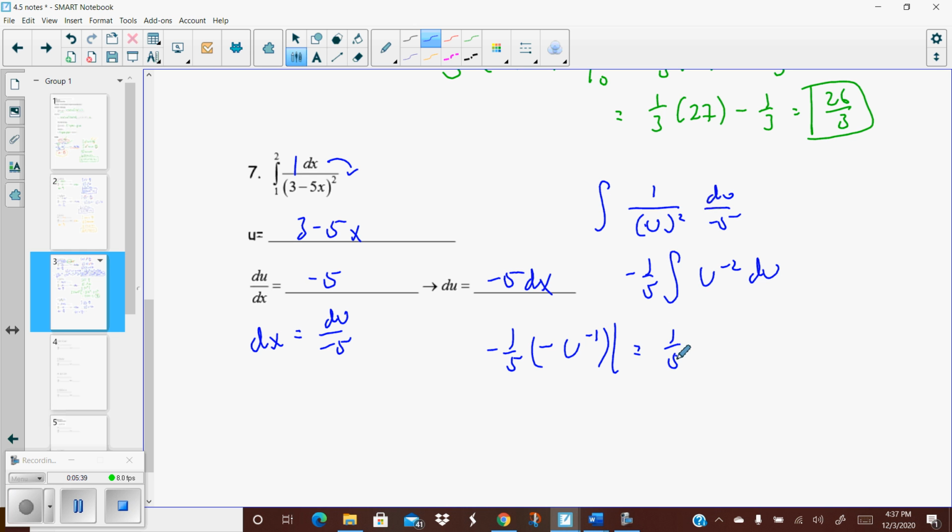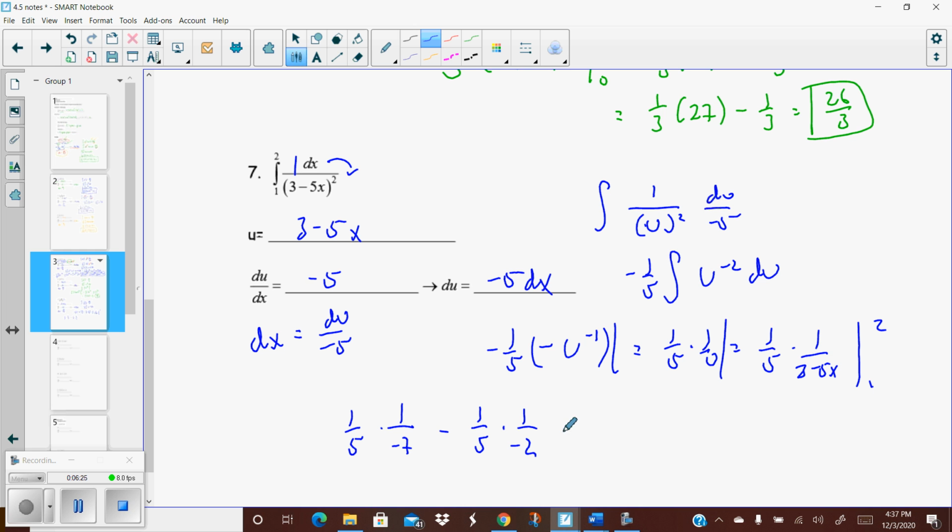So I'm going to have 1/5 times 1 over u, but I want to change the 1 over u to 1 over 3 minus 5x. Now we can evaluate that from 1 to 2. So let's see what we're going to get here. We're going to get 1/5. If I plug in a 2, I'm going to get 1 over 3 minus 10, so that's negative 7, minus, if I was to plug in the 1, I'm going to get 1/5, and then times 1 over 3 minus 5, so 1 over negative 2.